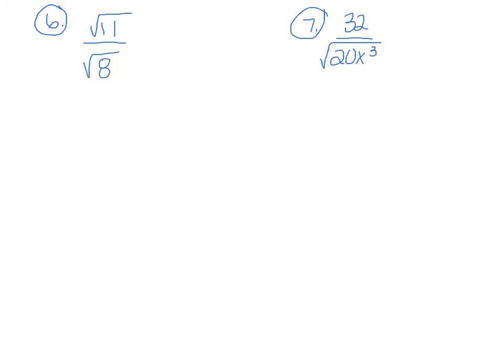Okay, last two examples. Square root 11 divided by square root of 8. Now, even though we can break down the square root of 8, we always want to rationalize first. So let's multiply the top by the square root of 8 and the bottom by the square root of 8. So on top I have the square root of 88, and then on the bottom you just have 8.